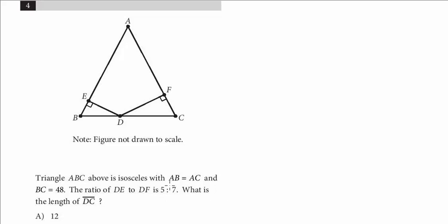So we're told it's isosceles. AB equals AC. So these two sides are equal. That means these two angles here are equal. You should also recognize that both of these triangles are similar because they share this. This is equal. Obviously 90s are equal. These are similar. So similar triangles have the same interior angles, and the ratio of the sides will always be equal. We're given one ratio, DE to DF is 5:7. So this is 5 and this is 7.